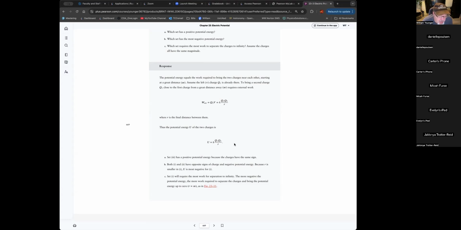For part A, we were asking which set has the positive potential energy. You can see that Q1 and Q2 both being positive is the only way that's going to be positive, or they could both be negative, but there wasn't a negative-negative configuration. So A is clearly answered by 3. Part B asks which set has the most negative potential energy. You notice that both 1 and 2 have negative potential energies because they have opposite signs, but R being smaller and in the denominator makes set 1 have the biggest negative potential energy. And set 1 will require the most work for separation to infinity: the more negative the potential energy, the more work required to separate the charges and bring the potential energy up to 0.